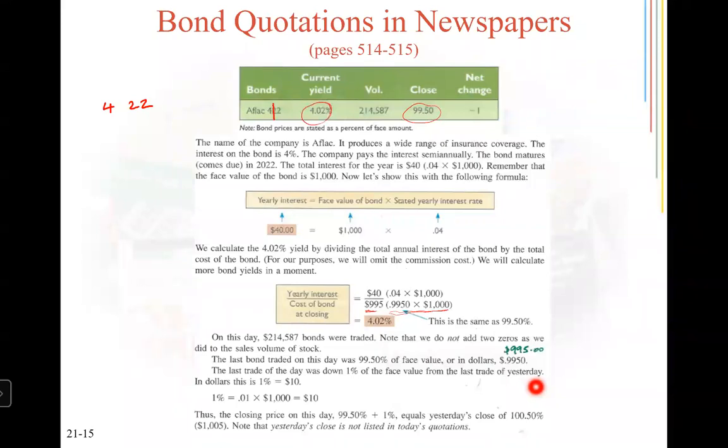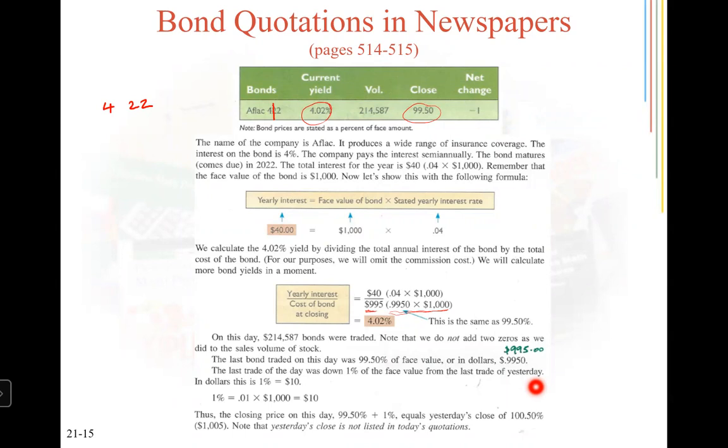Okay. So even though it's going at a discount, because of the fact that you're getting 4% interest, you still earn interest, in this case, a yield of 4.02%.